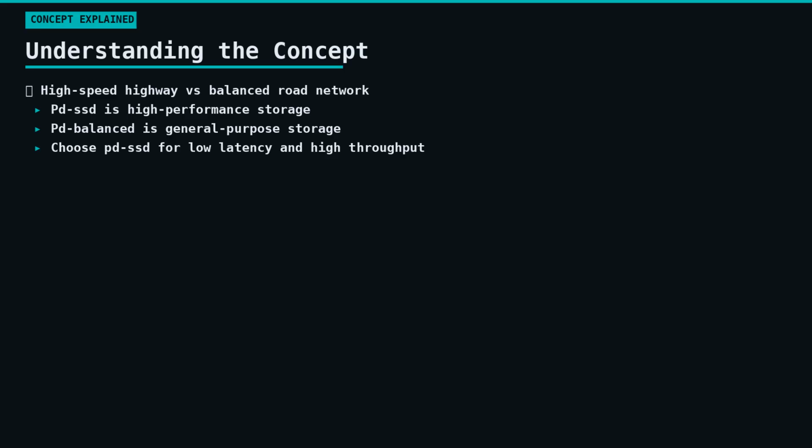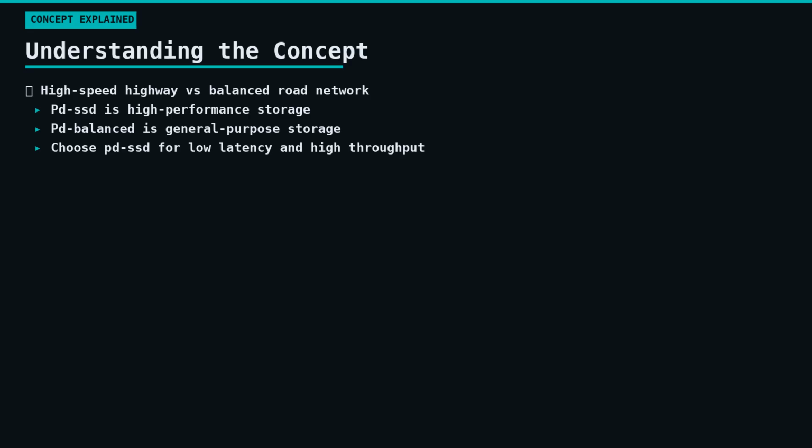pd-ssd is designed for high-performance applications, while pd-balanced is suitable for general-purpose use. Think of pd-ssd as a sports car and pd-balanced as a reliable sedan. When to use pd-ssd? When you need low latency and high throughput. When to use pd-balanced? When you need a balance between performance and cost. pd-ssd is like a VIP pass, while pd-balanced is like a standard ticket.